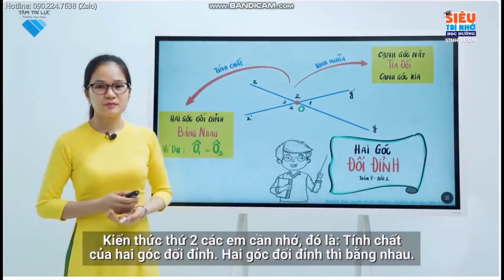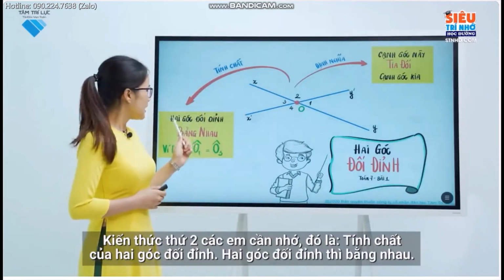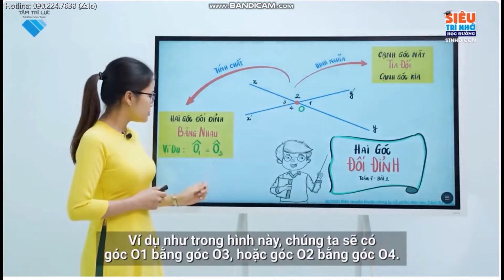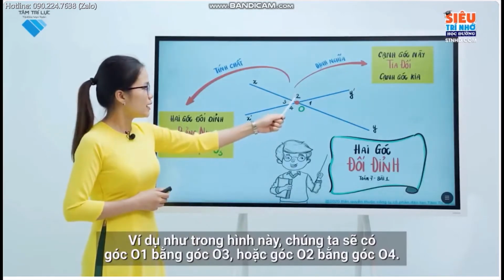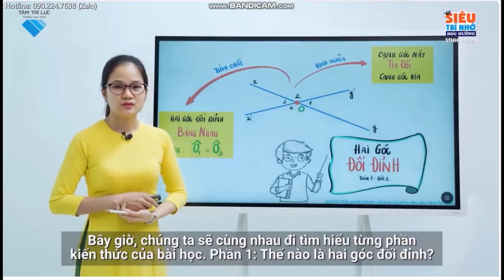The second information that you should bear in mind is the property of vertical angles. Two vertical angles are equal. For example, in this figure, we have angles O1 and O3, O2 and O4 are equal. Now, we will learn each part of the lesson together.